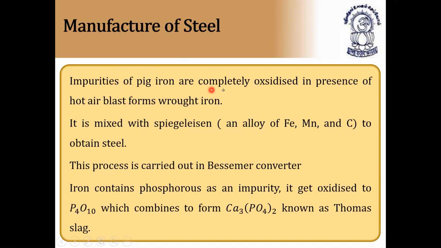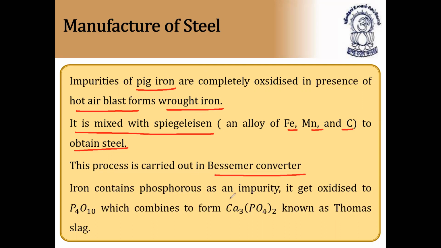Impurities of pig iron are completely oxidized in the presence of hot air blast. So first, whatever pig iron is formed from the blast furnace is completely oxidized in the presence of hot air blast, and forms wrought iron. This wrought iron is mixed with spiegeleisen. Spiegeleisen is an alloy of iron, manganese, and carbon, to obtain steel. So on the whole, what is steel composition? Steel consists of iron, manganese, and carbon. This process is carried out in the Bessemer converter.